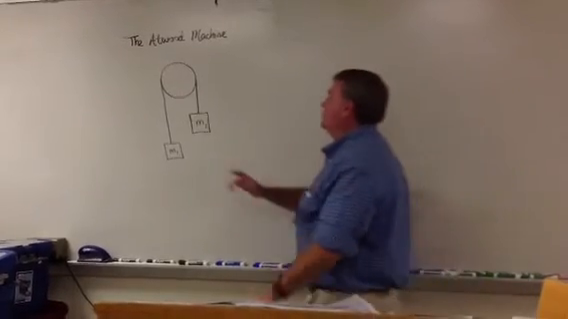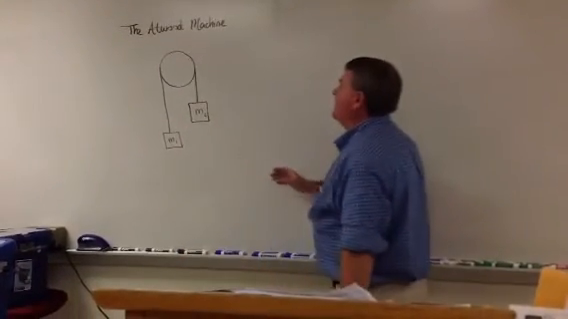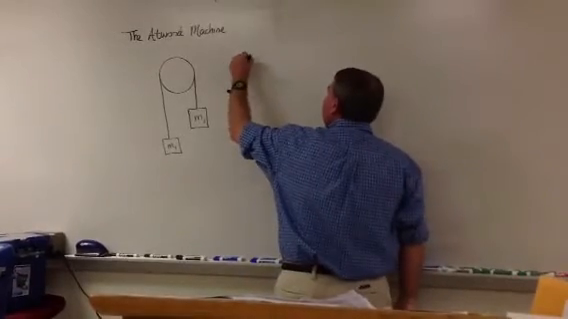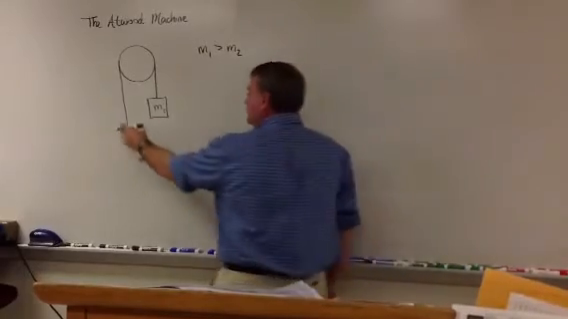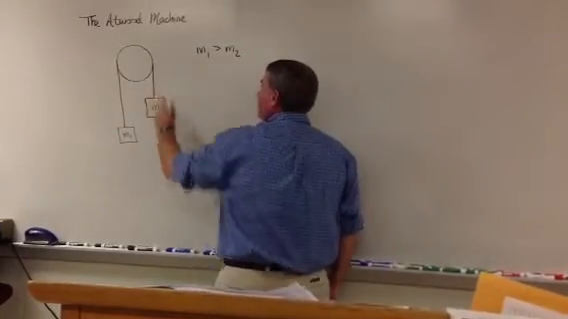All right, now let's look at the Atwood machine. Now, this is essentially a pulley. And we're going to make the assumption that mass 1 is larger than mass 2. And that means that this is going to go down and that's going to be pulled up.